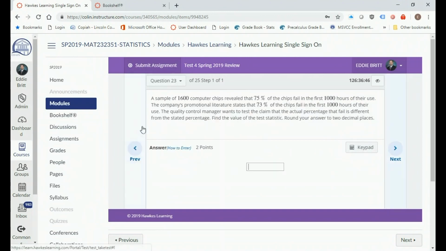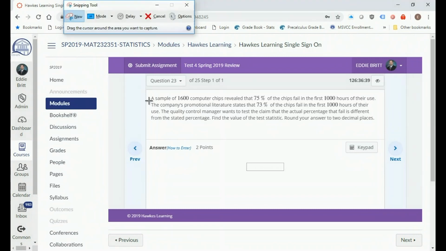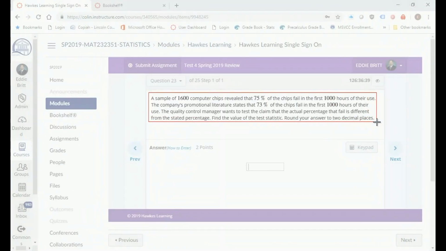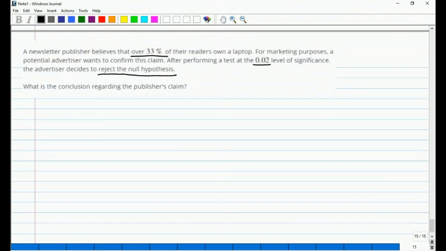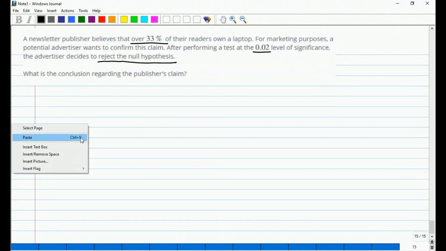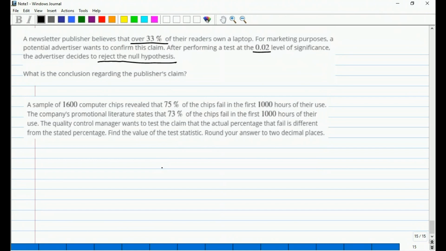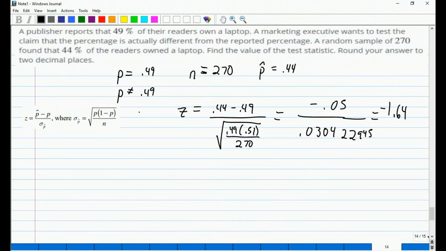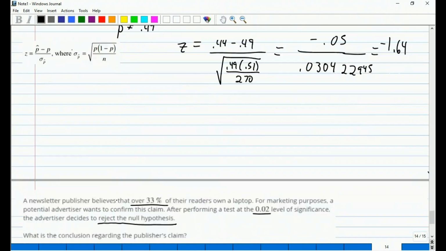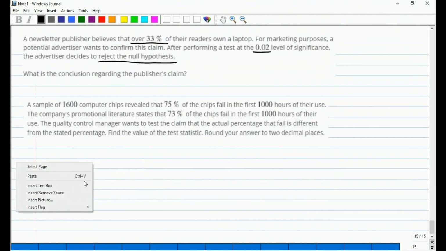Here is another problem, finding the test statistic. Remember, each test statistic is different. You have different formulas depending on what you have been given. It looks like this is percentages here, so this is going to be another proportion. So I'm going to need all this up here that I had. Let's see if I can copy that and bring it back on down here.